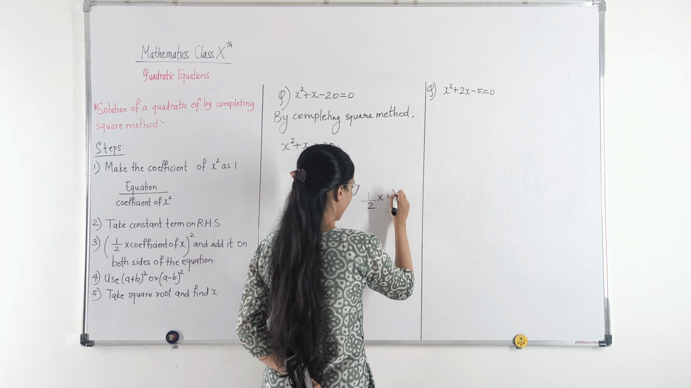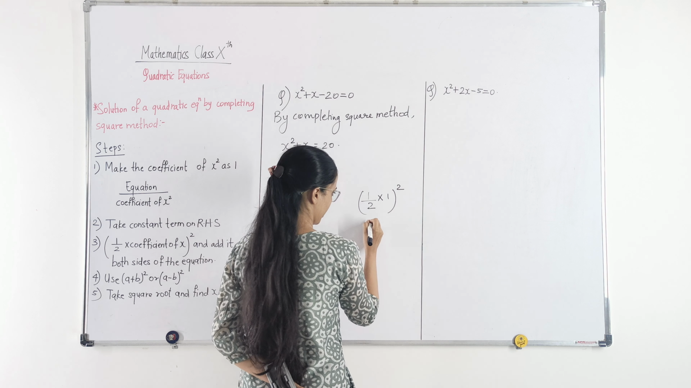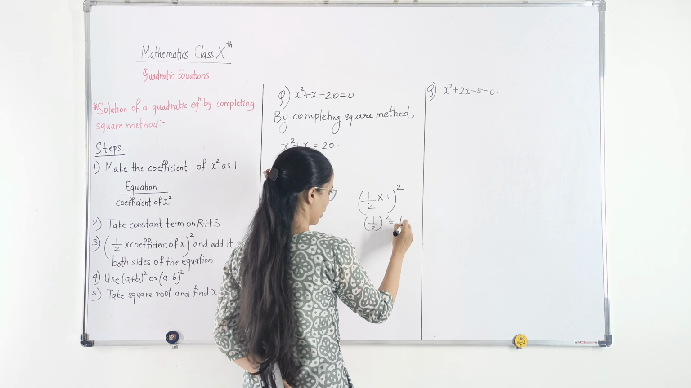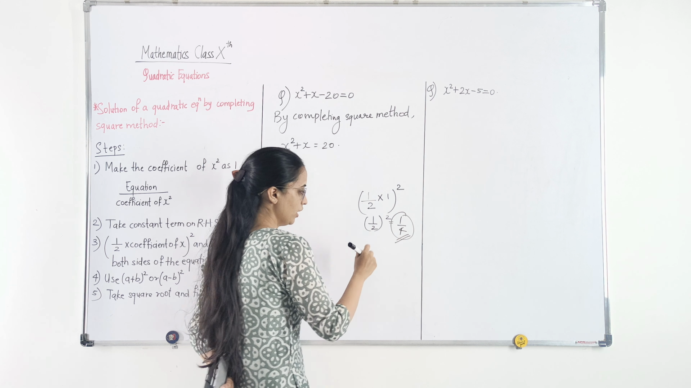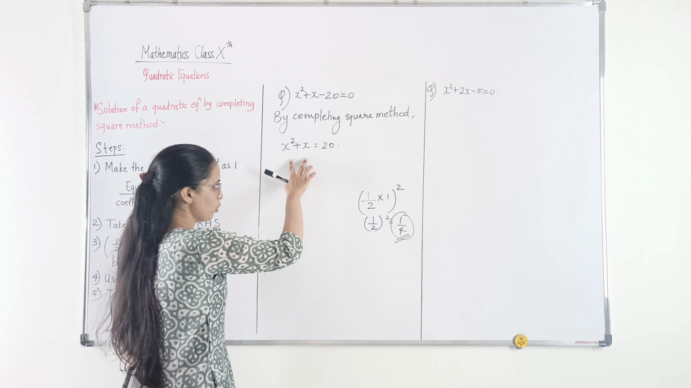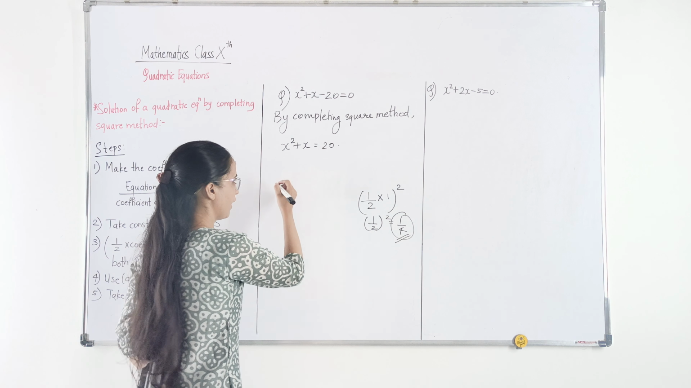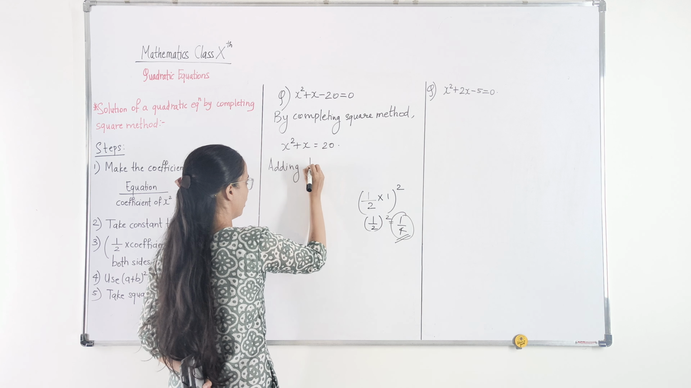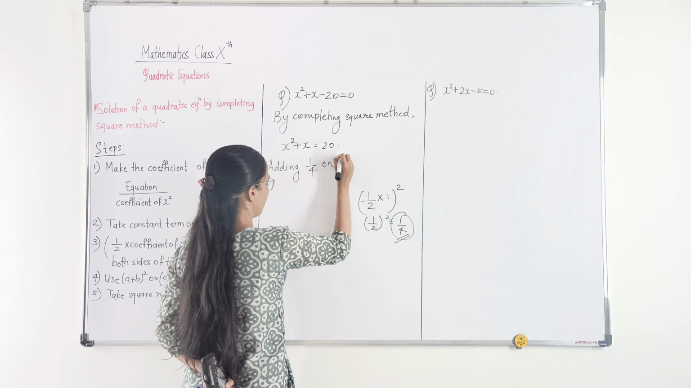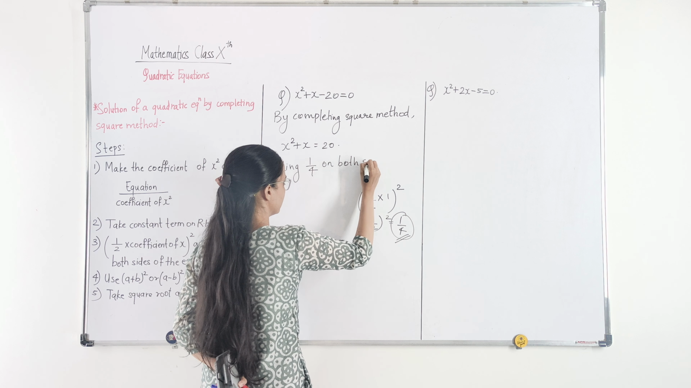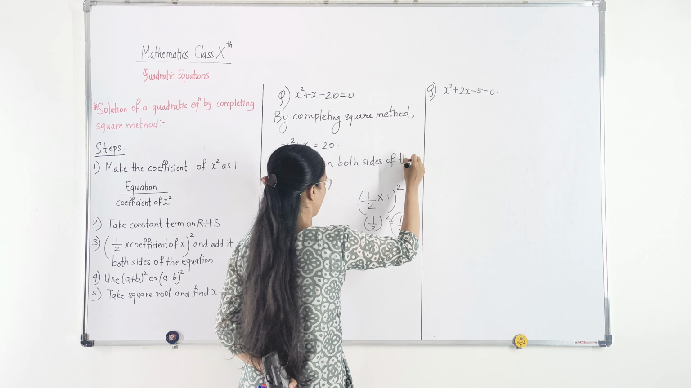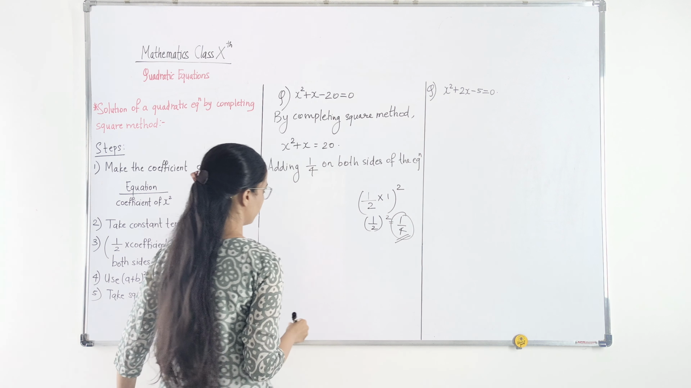So it is 1 and you're supposed to take its square. So that is 1 upon 2 the whole square, which is 1 upon 4. Once you have got this number, you are supposed to add 1 upon 4 on both the sides. That is why you would directly say that adding 1 by 4 on both sides of the equation.